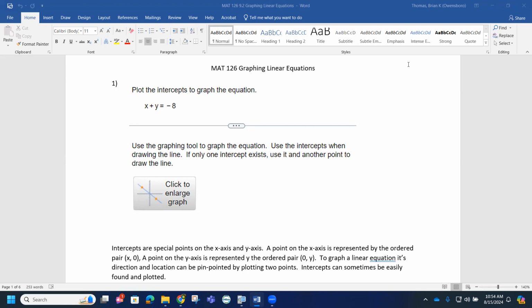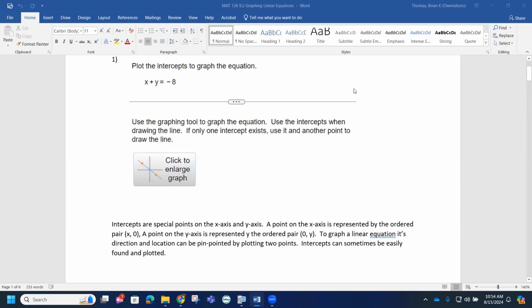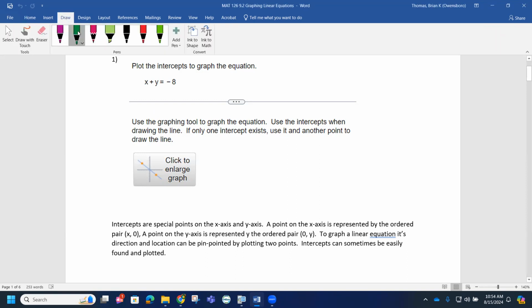So this first question says, plot the intercepts of the graph of the equation. So plot the intercepts to graph the equation. So what we need to understand here is, what do we mean by intercepts? So notice down here, we have a little bit of a definition that you may have already gotten.